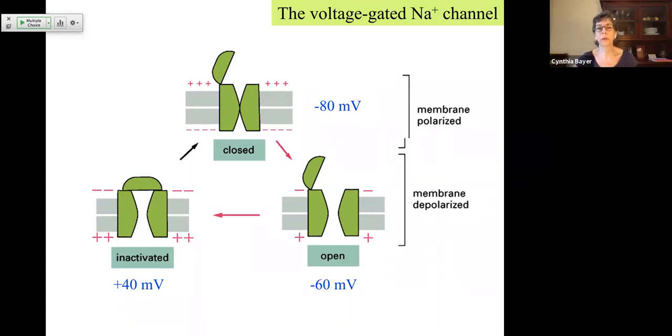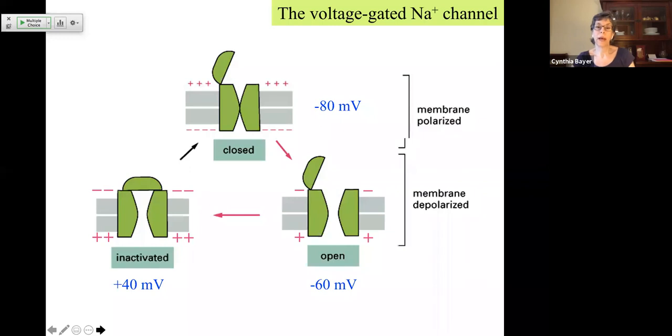So one thing that's really important is that while there's three different states, the changes can only go in this direction, from closed to open to inactivated. And inactivated can't move from inactivated to open. Inactivated is just going to sit there until the membrane goes back to its polarized state, where the conformation of that sodium ion channel then goes to its closed state, right? Closed to open to inactivated to closed.